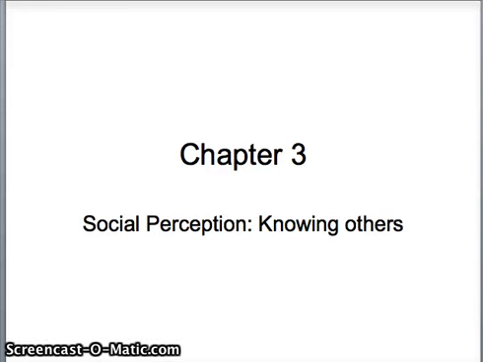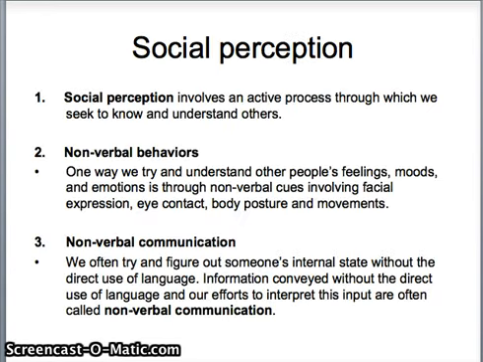Hi class. We're going to go over chapter 3, which is social perceptions, or how we come to know and understand other people, how we make attributions about their behavior, and how we come to understand their motivations and the causes of other people's behavior. Social perception is the process by which we seek to know and understand other people.